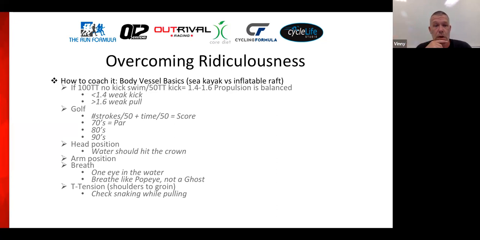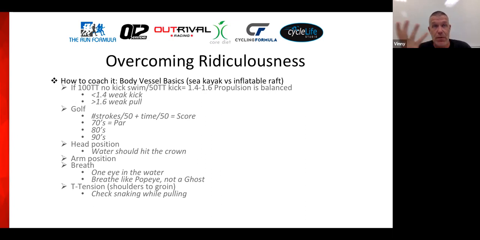Something that's very useful: on Garmin, when you swim with a Garmin watch, I think they call it SWOLF, with an S there. Basically, it's the number of strokes that you're taking. We do golf, which is basically you count the number of strokes you take in a 50, and then you add that to the time it took you to swim that 50, and you get a score.